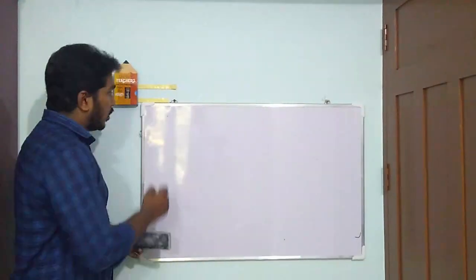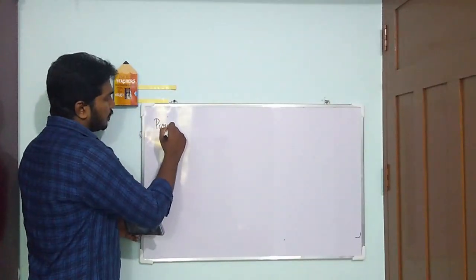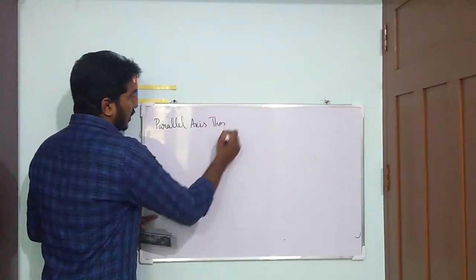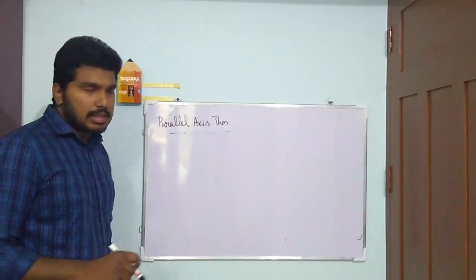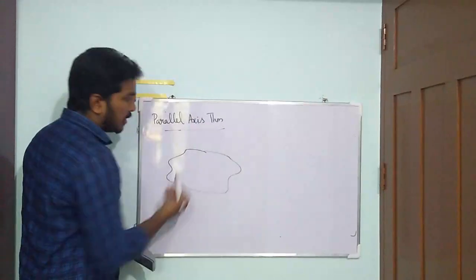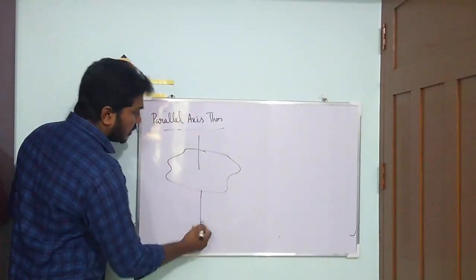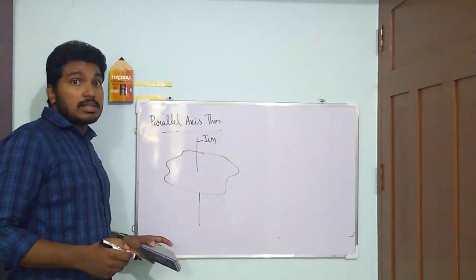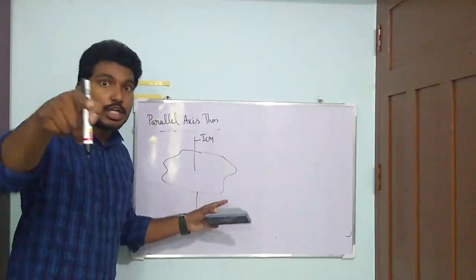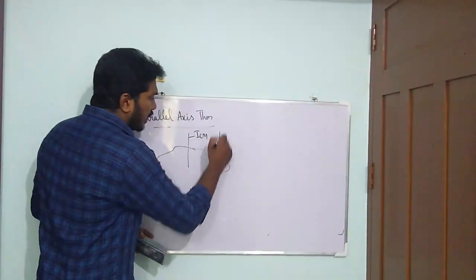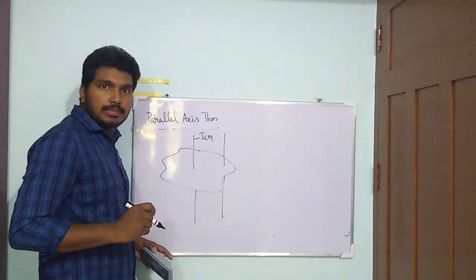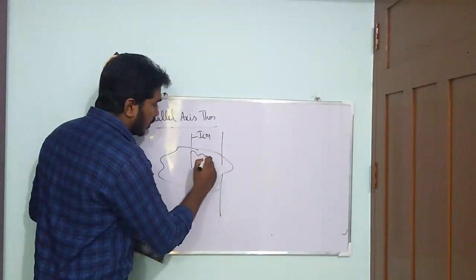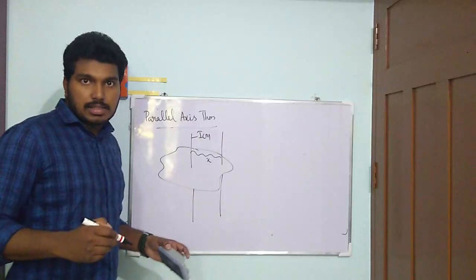Okay, the first one, parallel axis theorem. So what is the parallel axis theorem? Suppose we have a lamina like this. I have an axis, and this I will call my ICM, that is the moment of inertia about the center of mass. I need to find out the moment of inertia about this other axis. Okay, so how do you find out? To find that out, I should know this perpendicular distance. This I'll call x.